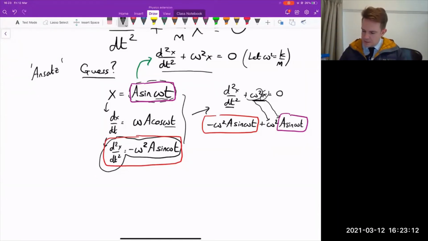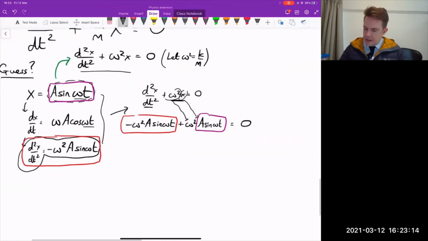And guess what? Are both sides equal to each other? Well, these two terms, minus omega squared a sine omega t and omega squared a sine omega t, are the same, aren't they? And we've got minus something plus the something. So this equals 0, which of course balances with the right-hand side.